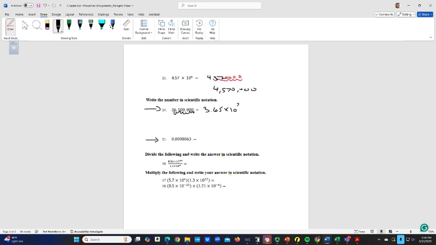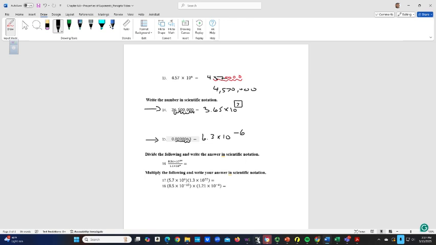Again, if my number is bigger than 1, my power should always be positive. Well, my number is smaller than 1, so this power is going to be negative. Again, 1 or bigger but less than 10 would be 6.3. So I got 6.3 times 10 to the negative. I just have to move my decimal: 1, 2, 3, 4, 5, 6. And that would be my solution.